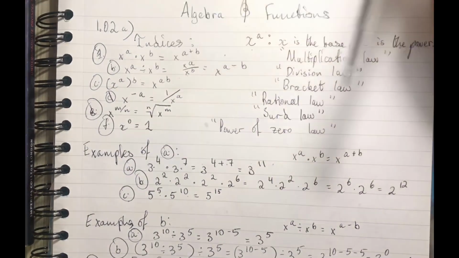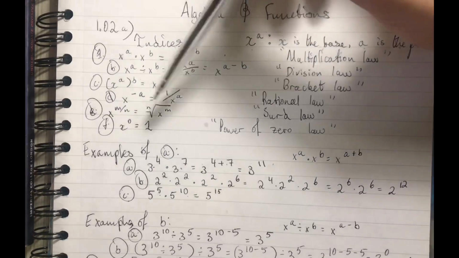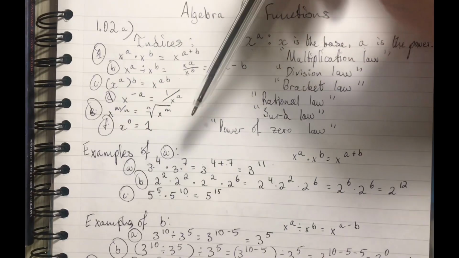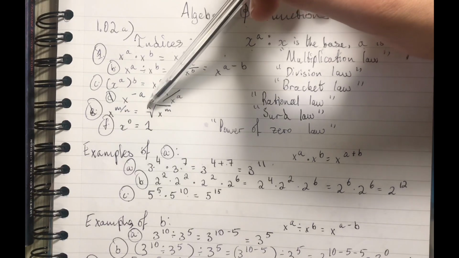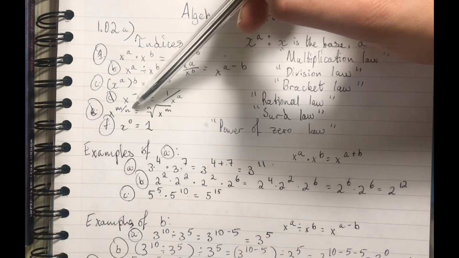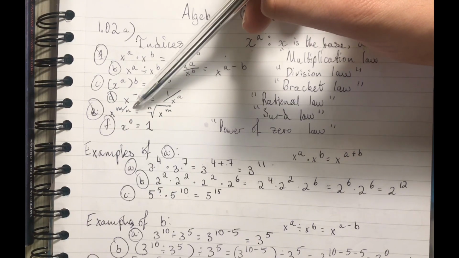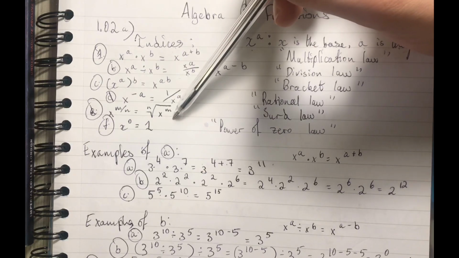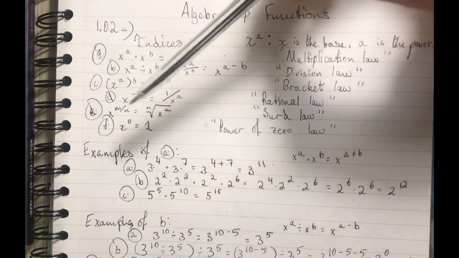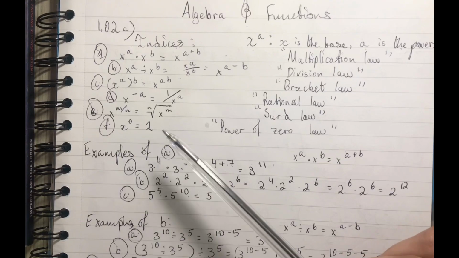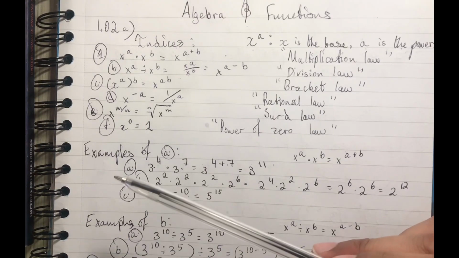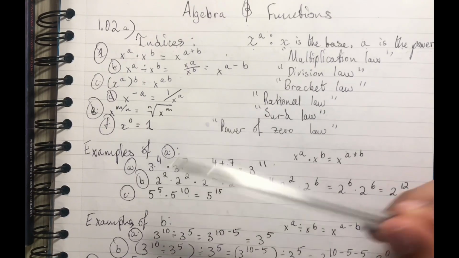x to the m over n is the surd law. So if we have x to the m over n, we essentially take the root of that bottom power, and the top power remains the same. Last but not least, we have the power of 0. So any base to the power of 0 will always give 1.